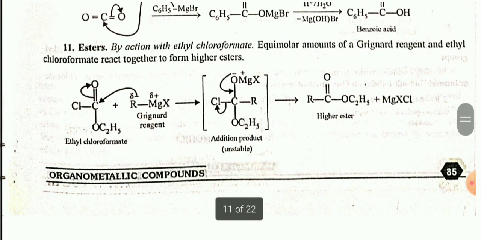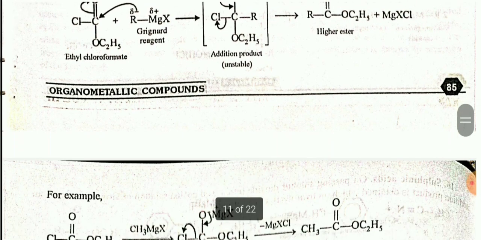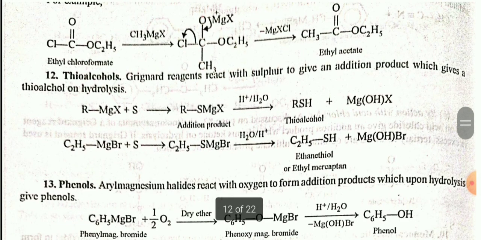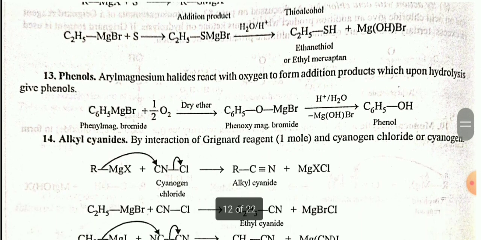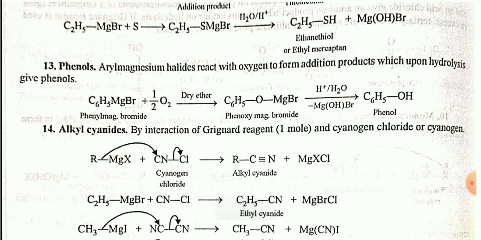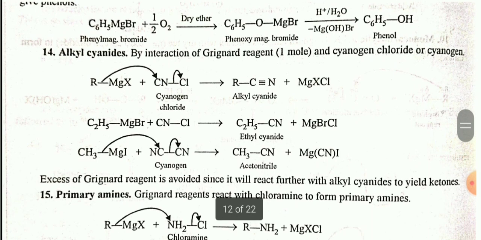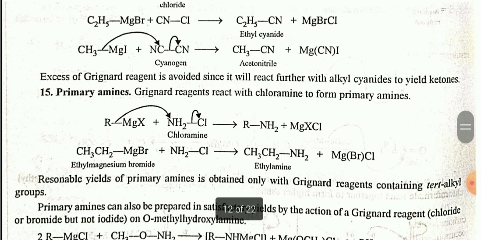11th, esters. By action with ethyl chloroformate. Equimolar amounts of a Grignard reagent and ethyl chloroformate react together to form higher esters. 12th, thioalcohols. Grignard reagent reacts with sulfur to give an addition product which gives a thioalcohol on hydrolysis. 13th, phenols. Aryl magnesium halide reacts with oxygen to form an addition product which upon hydrolysis gives phenol. 14th, alkyl cyanide. By interaction of Grignard reagent and cyanogen chloride or cyanogen, excess of Grignard reagent is avoided since it will react further with alkyl cyanide to yield ketone.